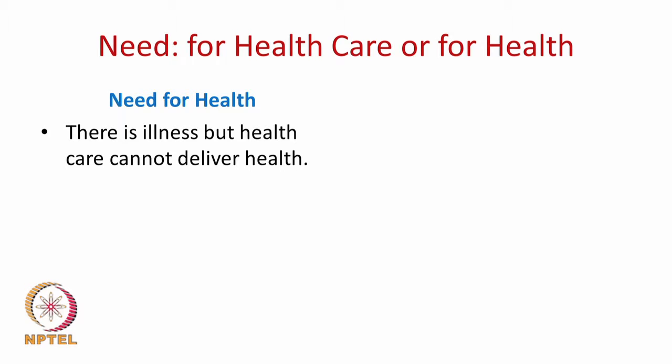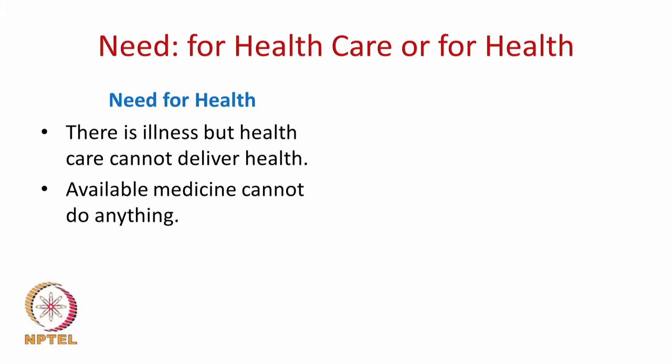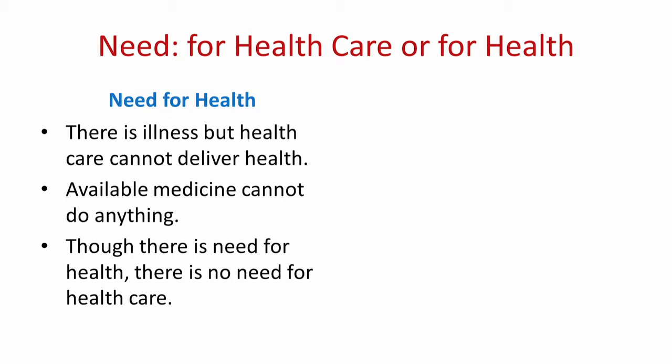Need for health is, for example, when there is an illness, but healthcare cannot deliver health for various reasons. The primary reason is that there is no proper medicine for that particular illness. We have no medicine developed for it, and though there is a need for health, there is no healthcare available. So, we cannot say there is a need for healthcare because the medicine is not available. Available medicine cannot do anything, and though there is need for health, there is no need for health care.